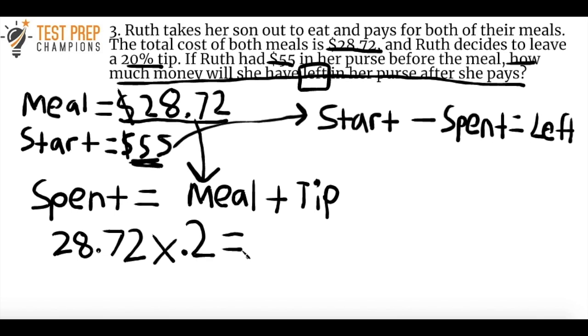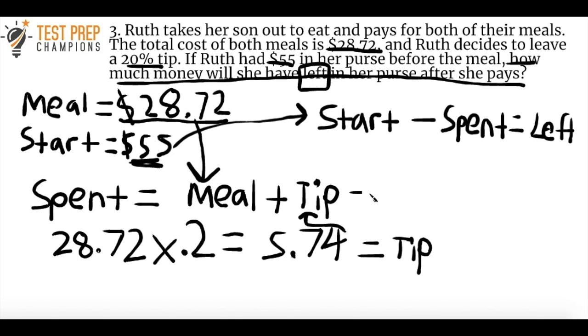$28.72 times 0.2, what's that going to give us? Well, that will give us $5.74. So that's our tip, and that equals the tip here. So now we've got the tip and we've got the meal.